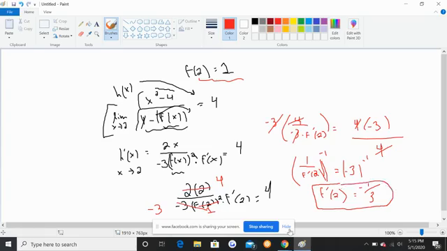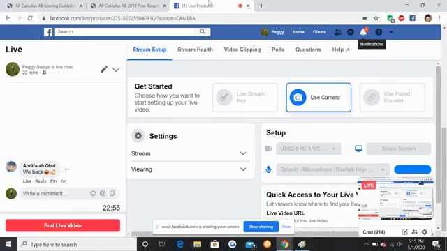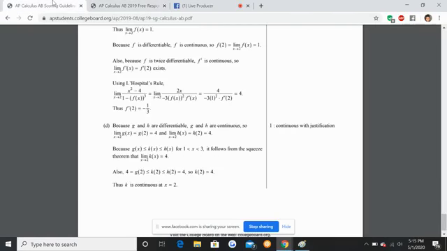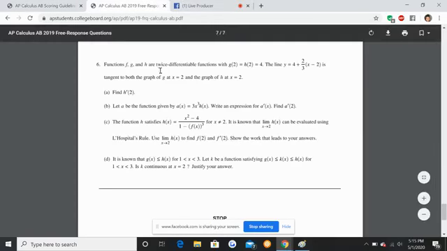Hopefully that makes sense. Let me make sure. We back. We sure are. We are back, and better. Yeah, so let me make sure I got it right. Yes, negative 1 over 3. All right.